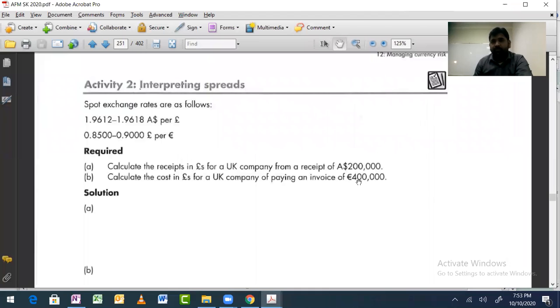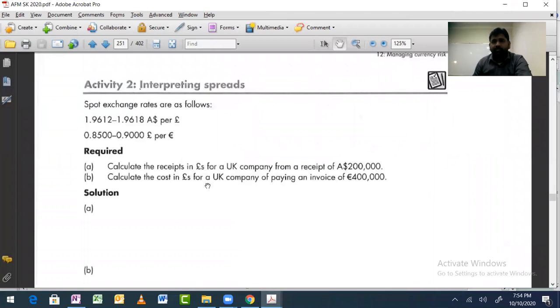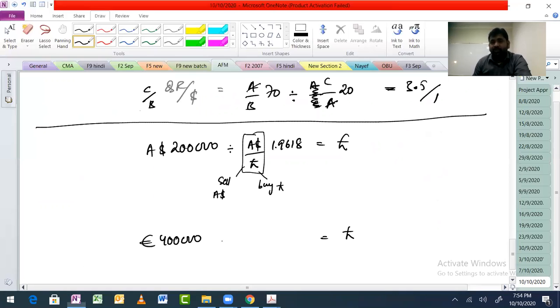The second one, 400,000 euro. We want to convert this also into pounds. The UK company has got a payable. The rate is pound per euro. So what do you want to do? Multiply or divide? Since the numerator is not the same, multiply. Euro cancels, and you will be left with the pound.